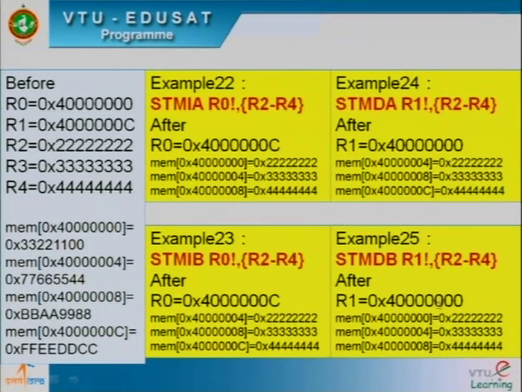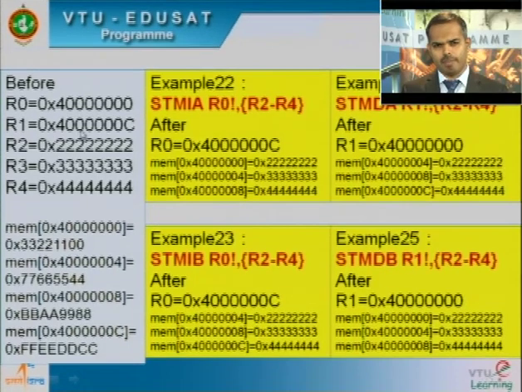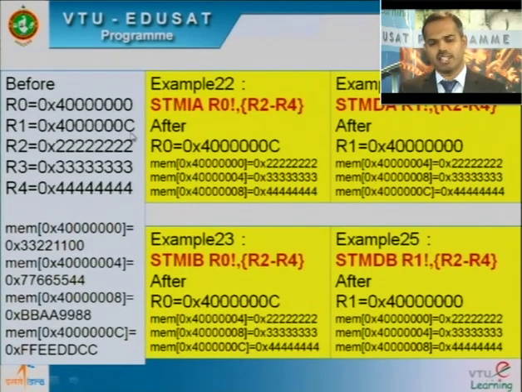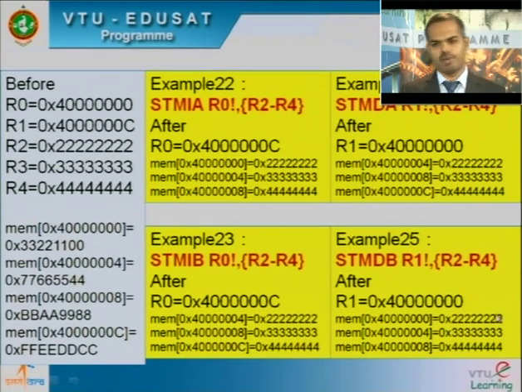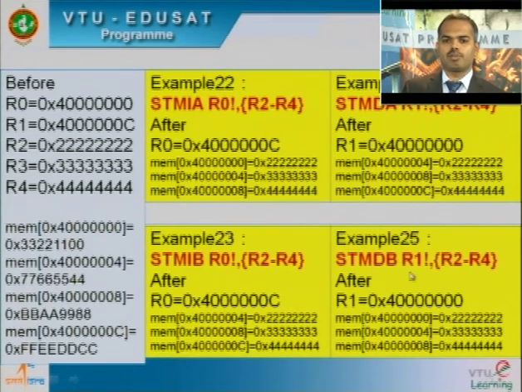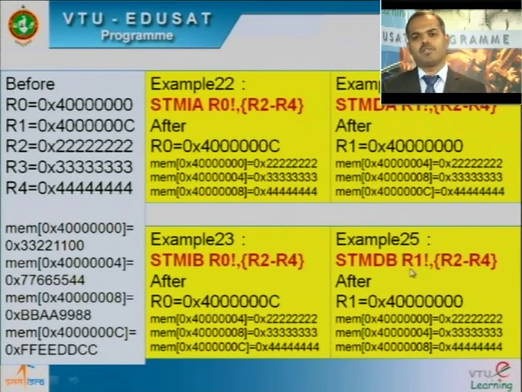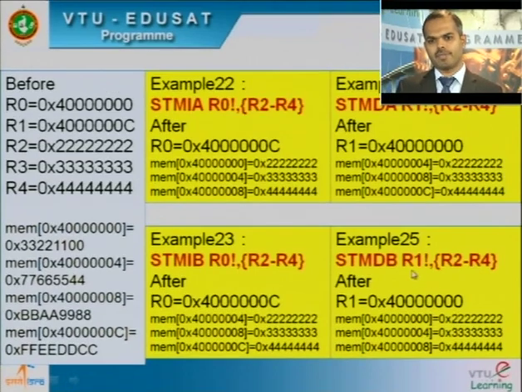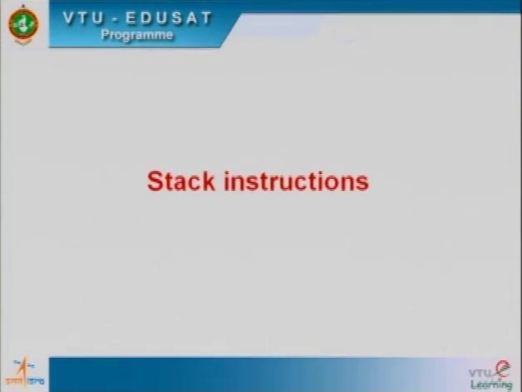If you check what is happening here, the R1 value, 0x4 followed by 6 zeros and C, decrements before, and that becomes 08. For that location, the R4 value gets copied. Then it decrements, and the R3 value gets copied. Then it decrements, and the R2 value gets copied. So the point to remember here is that the starting address gets the value from the R4 register, then decrementing, the R3 register content, then decrementing, the R2 register content. So that is about the multiple load and multiple store instructions.